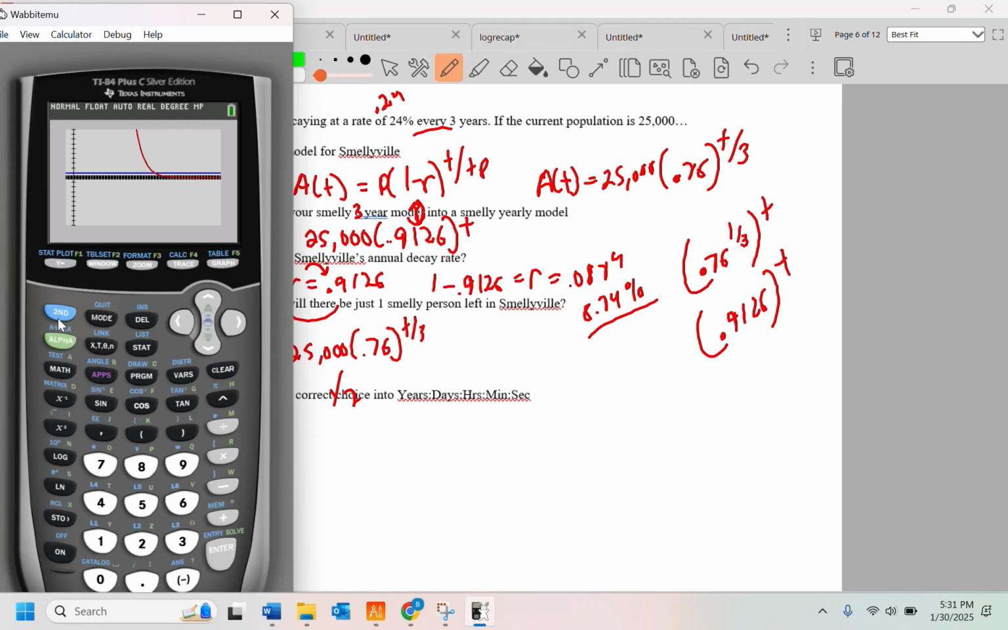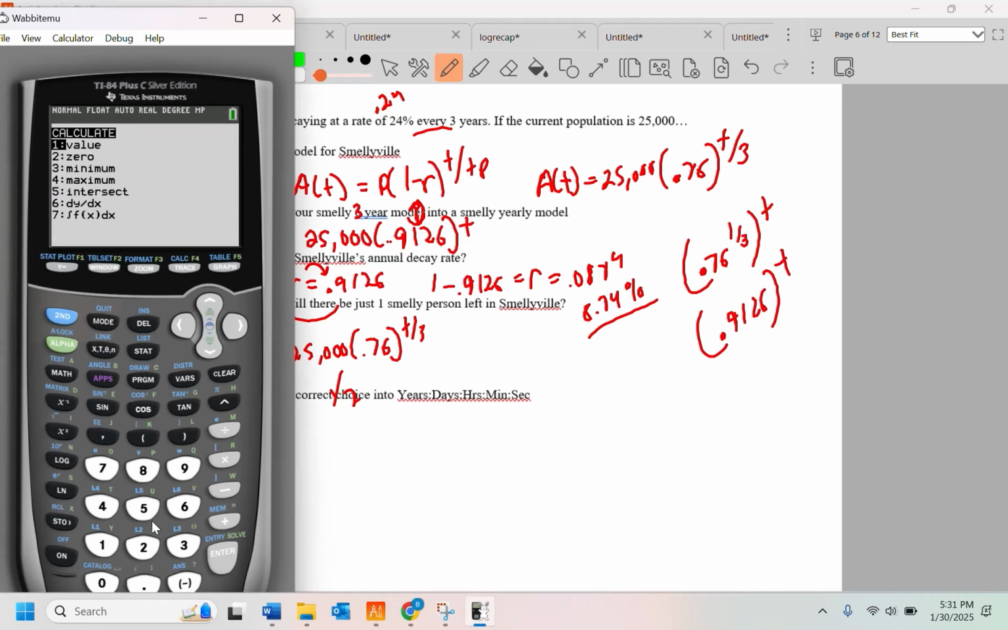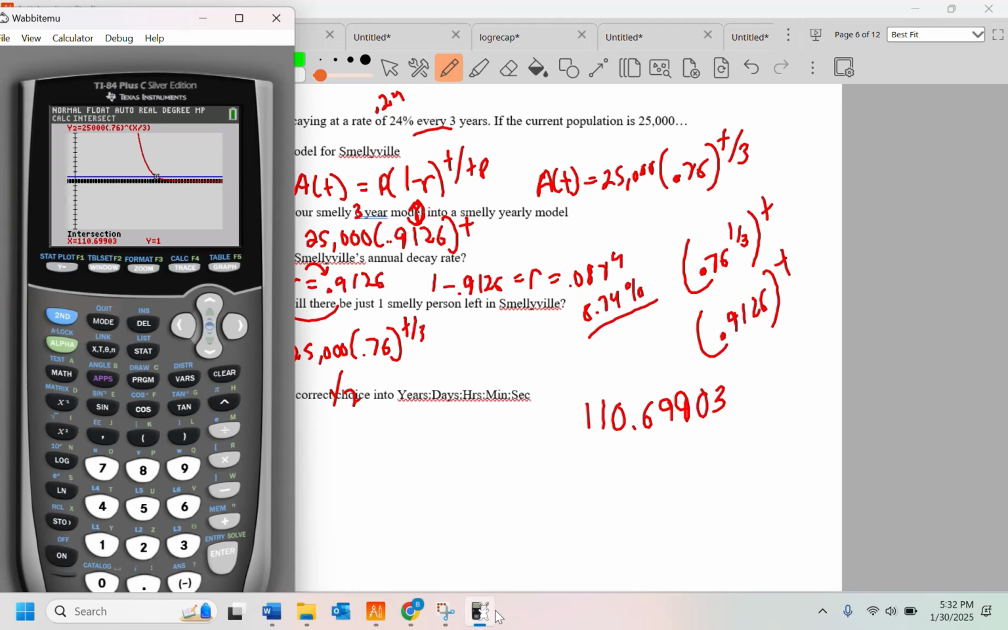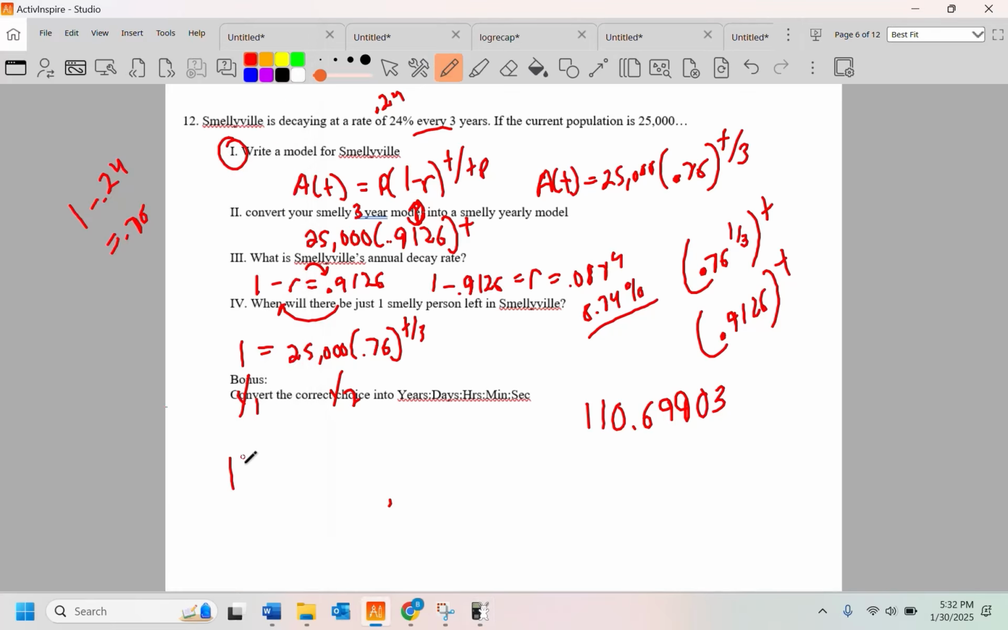Second trace. 5. Enter. So the calculator gave me 110.69903. Let me make sure I got all of that. 69903. All right, so cool. I have 110 full years.